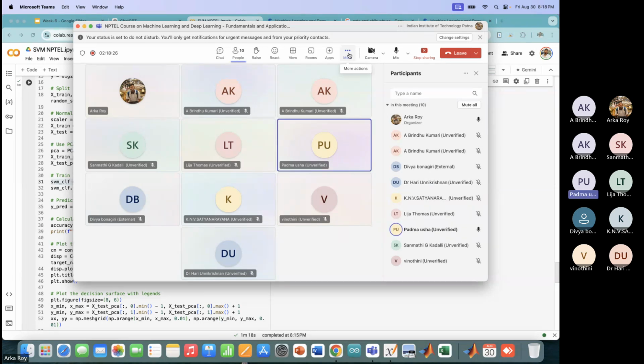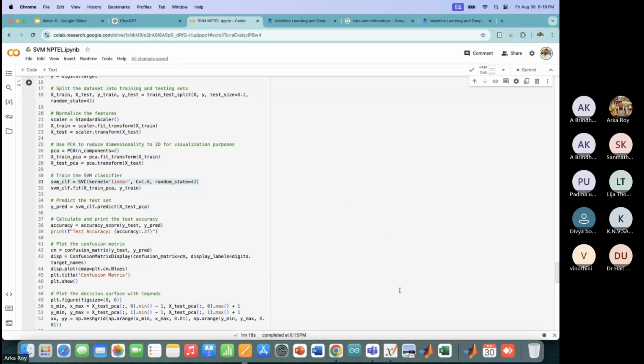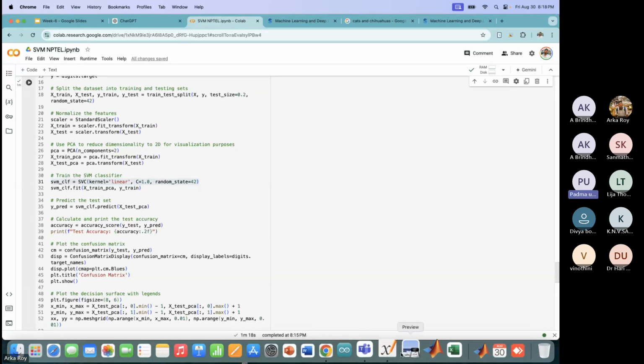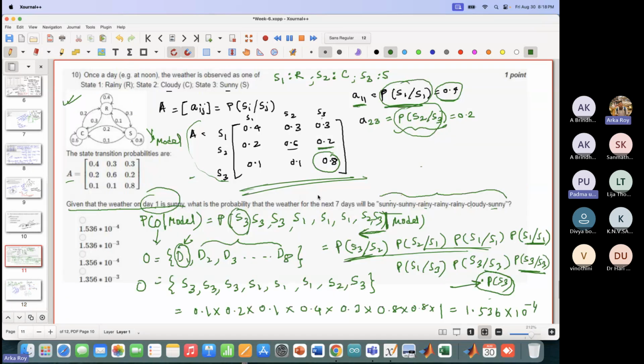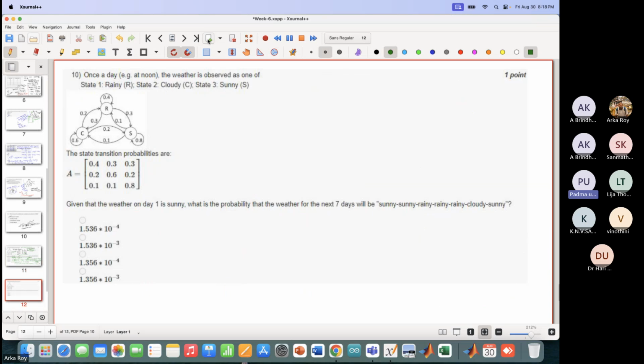Sir, I have one doubt in the 10th problem, the assignment problem. Here you have written the probability of the output model S3, S3, S3, comma like that. After that, how are you writing this conditional probability, sir? Probability of S3 given S2, how you have written that, I cannot understand.